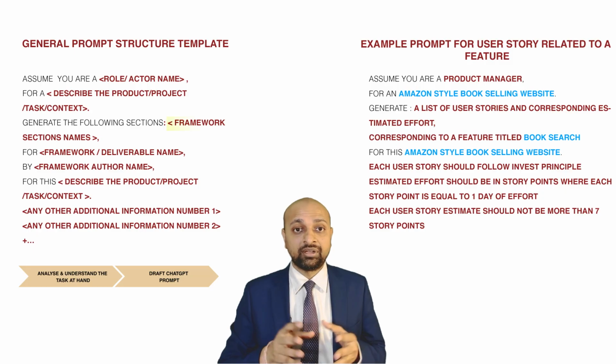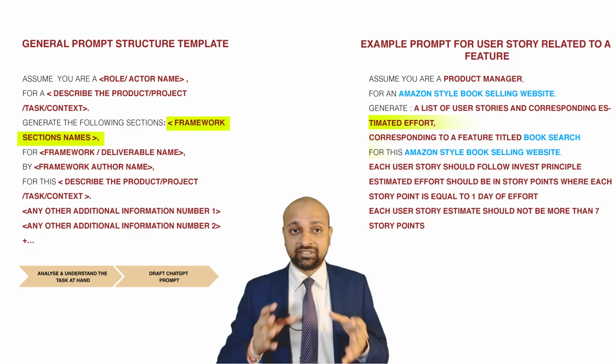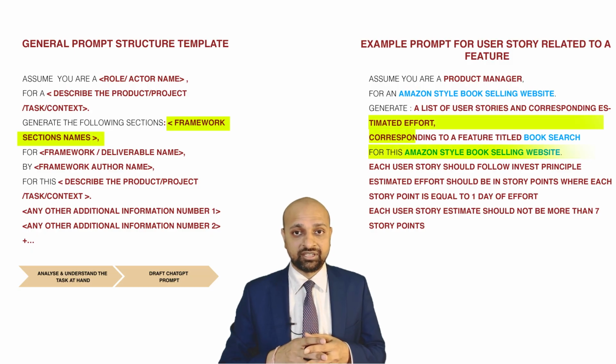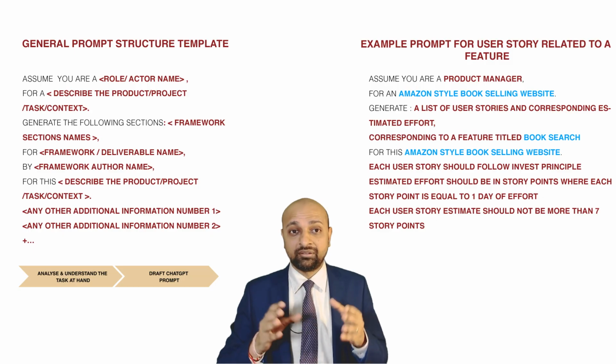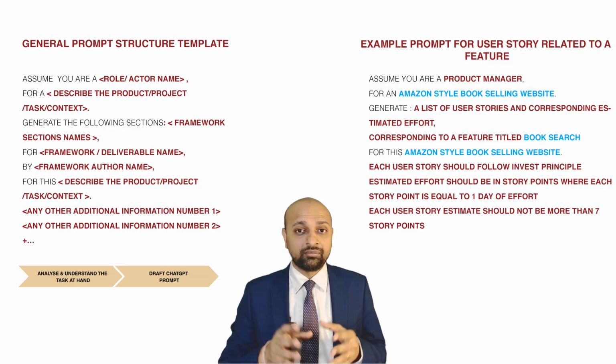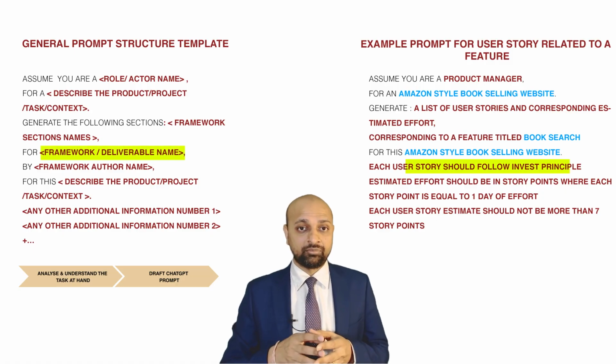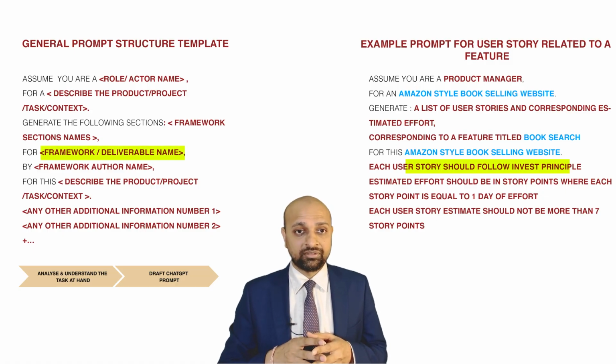Then, in the next step, we are generating various sections that we want in the response to our prompt. In this case, we want a list of stories that ChatGPT will generate along with a corresponding estimate for each user story. All these stories should correspond to the book search feature. The key idea here is to have ChatGPT generate a list of all user stories related to the book search feature along with an estimate for each story. We are also telling it that the feature belongs to an Amazon-style book-selling website, which gives additional context to the product. This ensures the generated stories align with the product vision.